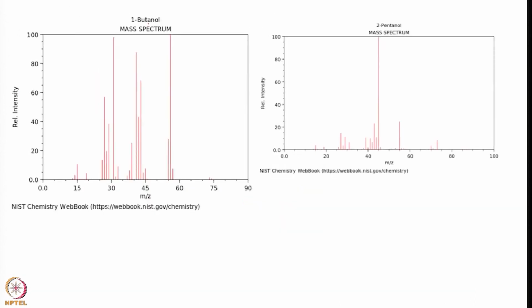A few more spectra I have shown here: this one for 1-butanol and this one for pentanol. So identify the peaks, calculate, and see the difference between the fragments, so that you know what kind of fragment has come out from here to here and from here to here. Okay, you can examine these things leisurely.